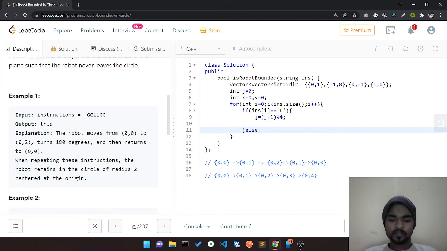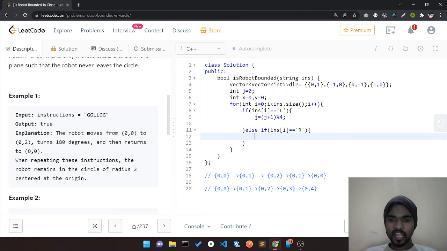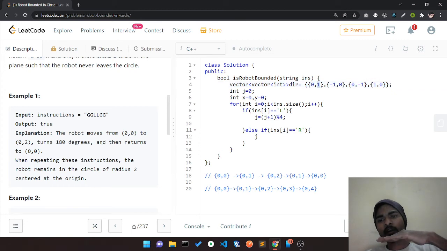Else if instruction equals R, so what in that case? In that case I have to just do the opposite. So if I am on this 0 comma 1, I want to reach this 1 comma 0. So how can I do that?